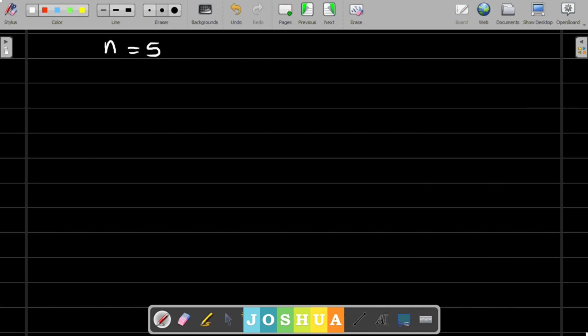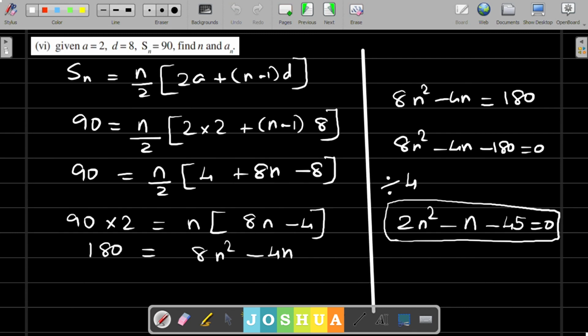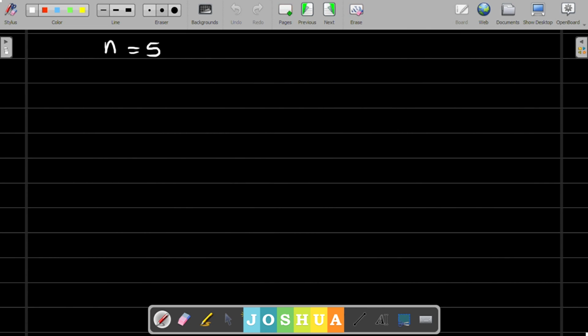Now what are we supposed to solve in the question? We found n. Now next we have to find an. What is the formula for an? an equals a plus n minus 1 times d. So automatically I am coming here. I have to find an. an is equal to a plus n minus 1 times d.